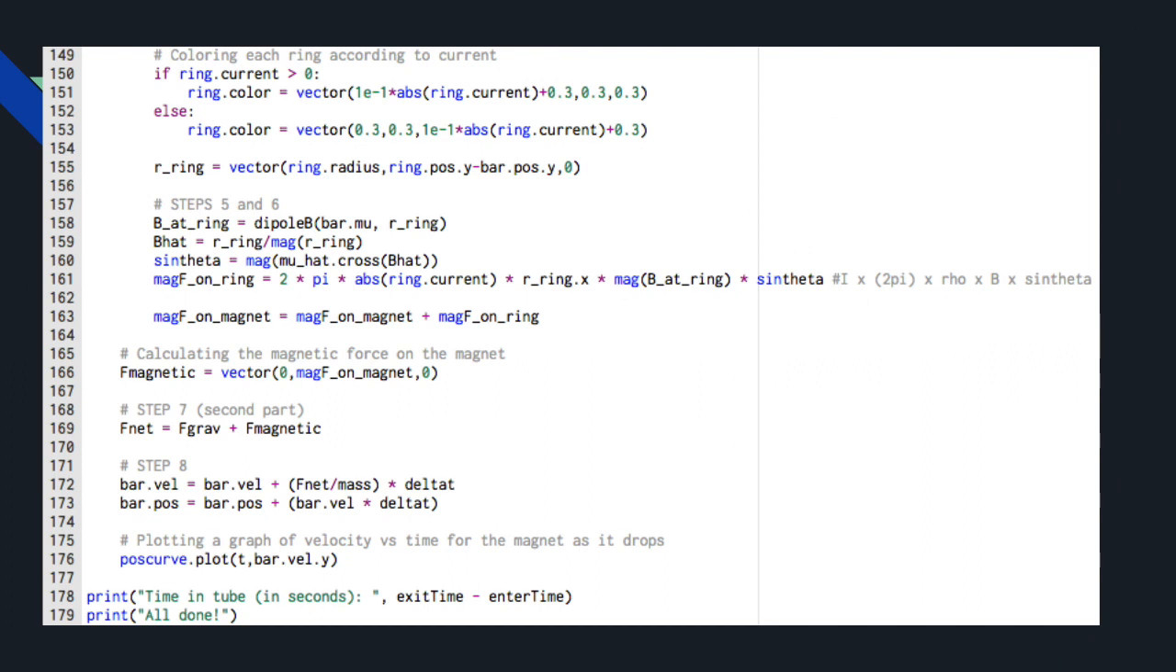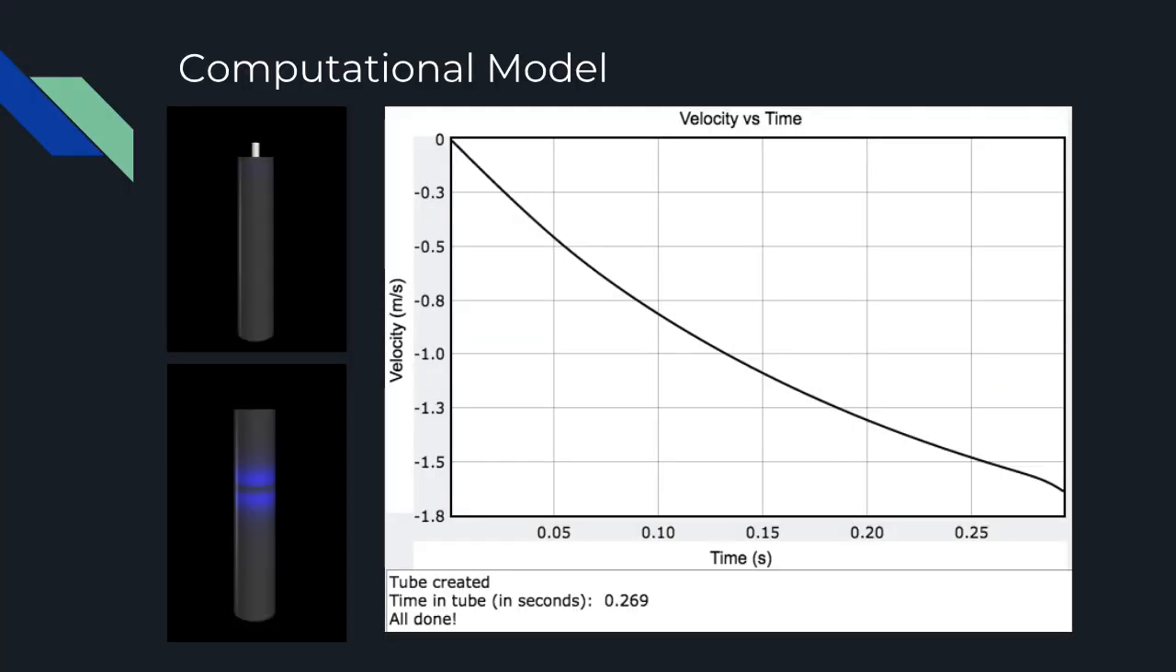This last part of the code first determines the color of the current in the simulation that you'll see in the next slide, and it also finds the magnetic field in all the rings so that we can find the magnetic force on the magnet itself. It then finds the total net force on the magnet using the gravitational force and the magnetic force, and then it updates the velocity of the bar magnet and its position and plots them on the velocity versus time graph that you'll see next. So this is what my computational model ended up generating.